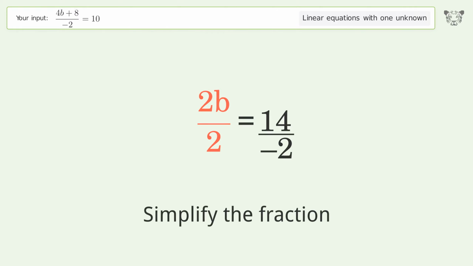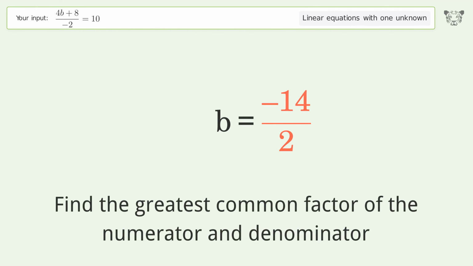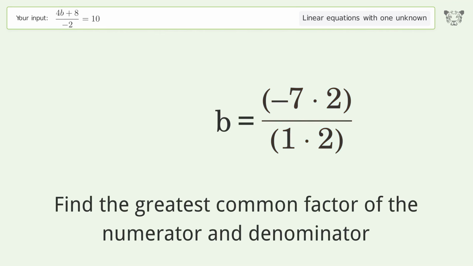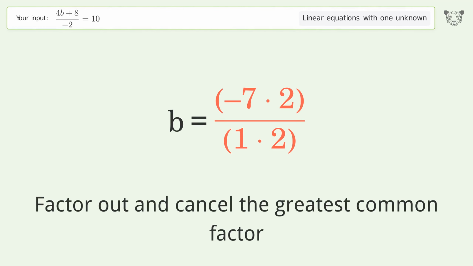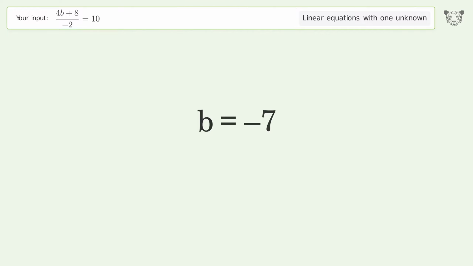Simplify the fraction. Move the negative sign from the denominator to the numerator. Find the greatest common factor of the numerator and denominator. Factor out and cancel the greatest common factor. And so the final result is b equals -7.